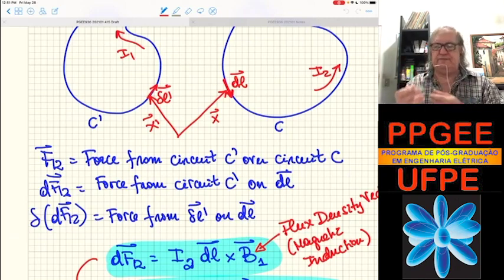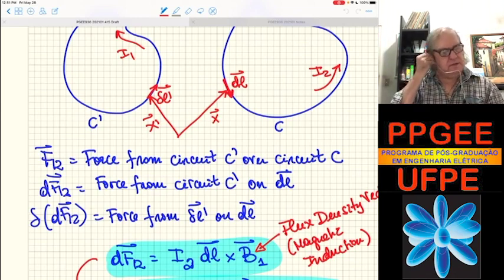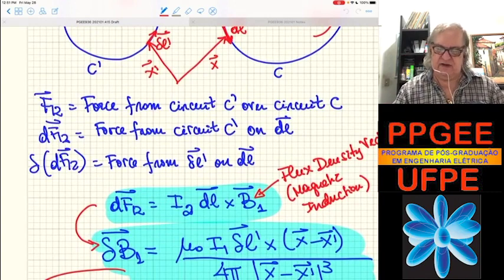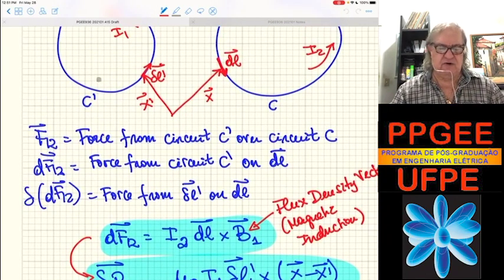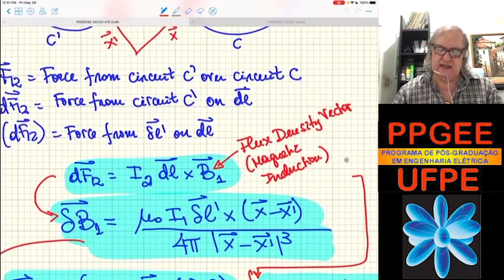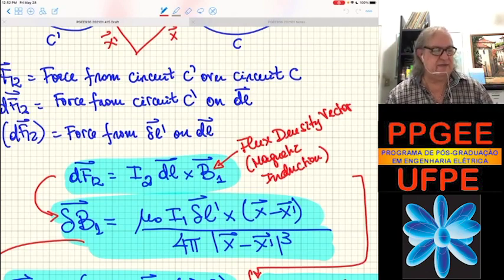So what is observed experimentally is that the force of circuit 1 on the element dl, this element here, the total force of circuit can be written in this form: it is the current on circuit 2 times dl times an effect due to circuit 1 that we call the flux density vector. Magnetic field is some other concept that we are going to talk about. It's very similar to the flux density vector, but not exactly the same. So the original field in magnetostatics is the flux density vector, also called the magnetic induction.